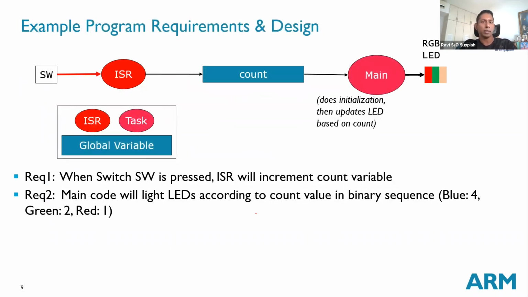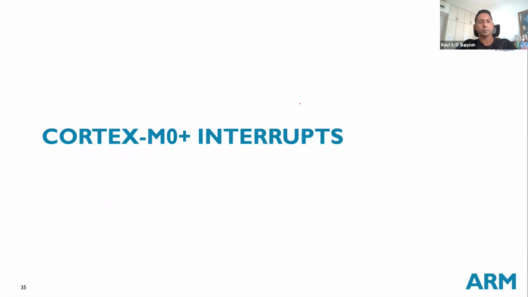This is what we're going to be looking at today: how we're going to use the switch to trigger an interrupt. When the interrupt occurs, I will have a variable which I will increment, and at the same time I will also be updating an LED, the RGB LED. So this is the lab requirement, and I will show you a demo of it later.